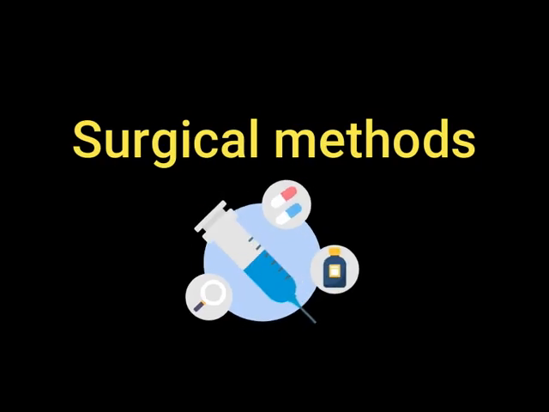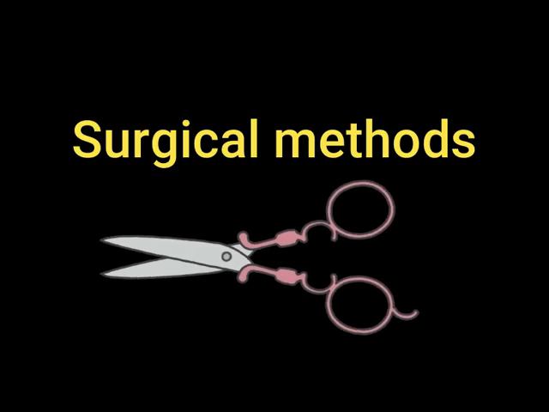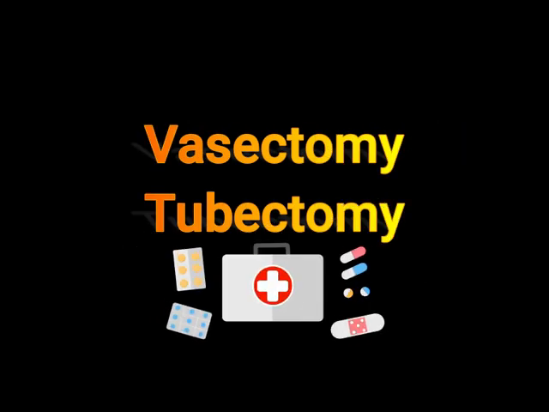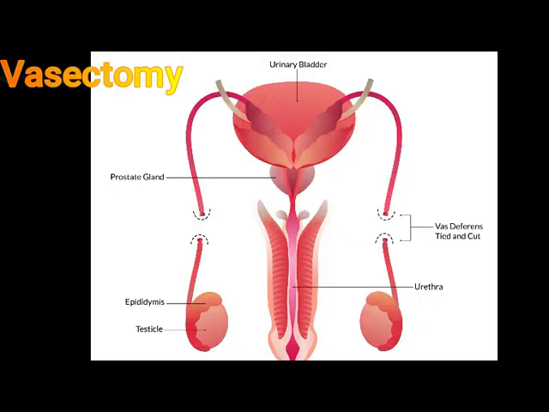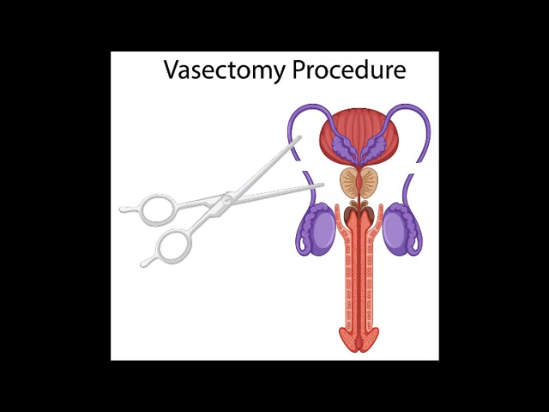Surgical methods are also contraceptive methods. They are safe in the long run, but they may cause infections and other problems. These methods include vasectomy and tubectomy. Vasectomy is a small surgical operation performed in males. It involves removal of a small portion of the sperm duct or vas deferens, therefore it is called vasectomy. The two cut ends are then ligated with threads. This prevents the sperms from coming out.